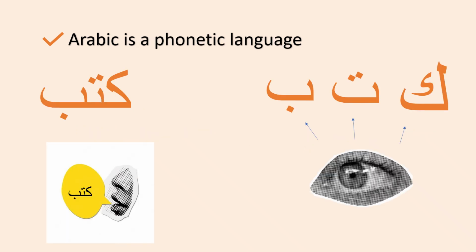The next feature of Arabic is that it's a phonetic language. I mentioned that earlier in the introduction. This means that the letters you see, the scripts or the characters that you see written in a text, are the ones that you pronounce to read the word. So there are no extra letters, there are no silent letters like English.